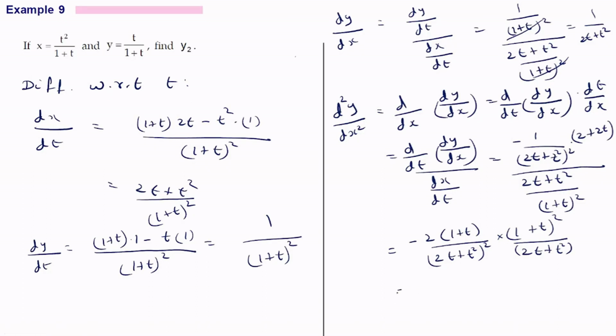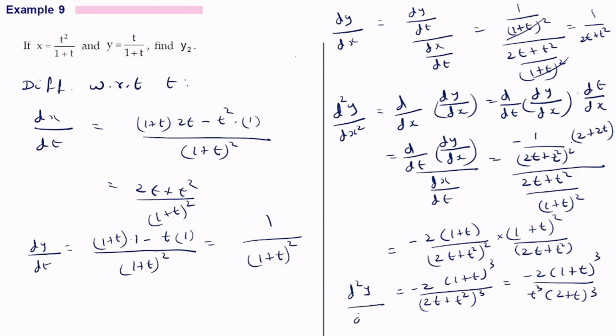So here it is minus 2 into 1 plus t the whole cube upon 2t plus t square the whole cube. Here inside this bracket t is common, can be taken outside, so it will be t cube. So this is minus 2 into 1 plus t the whole cube upon t cube into 2 plus t the whole cube. This is d square y by dx square. So this is how we have to find d square y by dx square for the parametric functions.